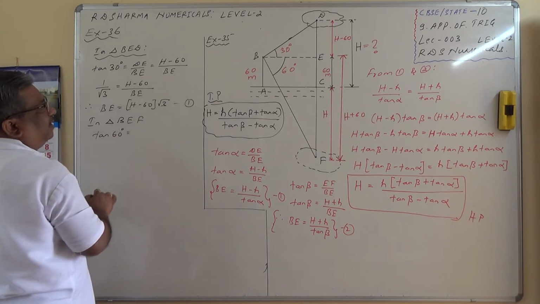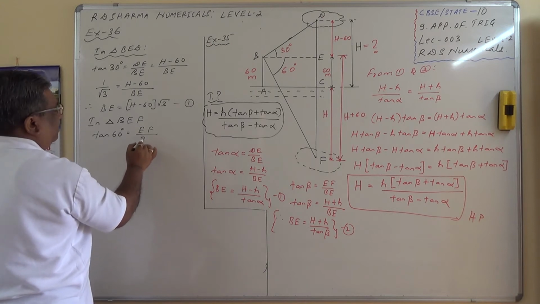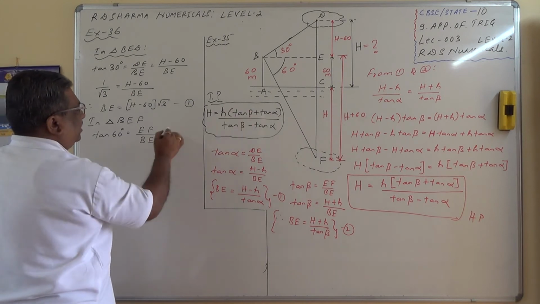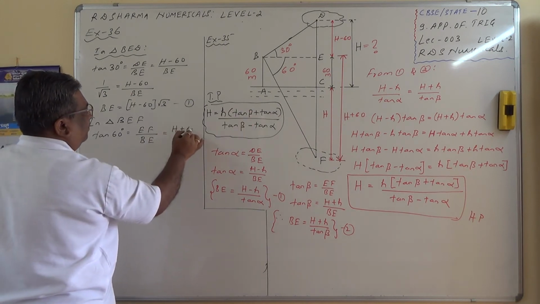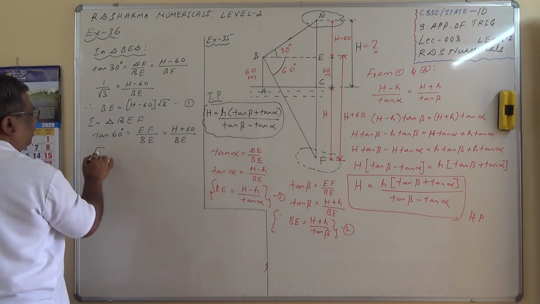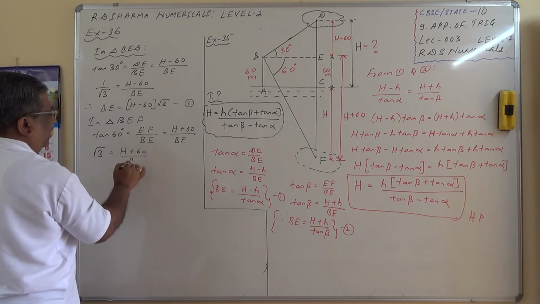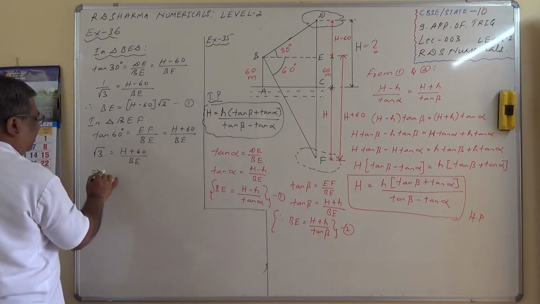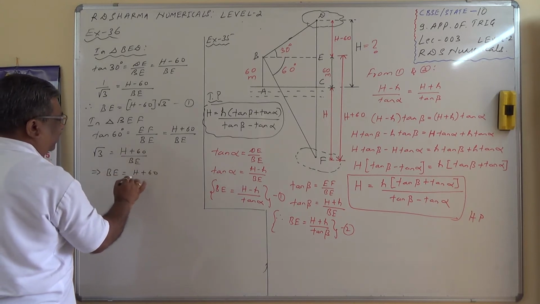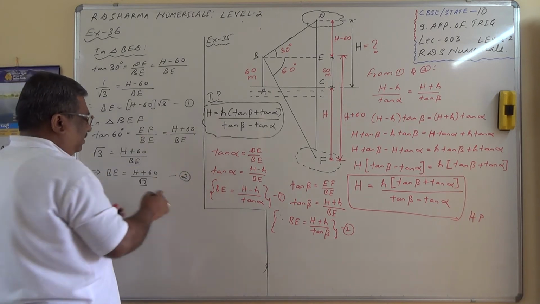Tan 60 degrees equals EF by BE, which equals, what is EF? Capital H plus 60, divided by BE. What is tan 60? Root 3 equals H plus 60 divided by BE, which implies BE equals H plus 60 divided by root 3. Mark this as 2. This is 1, this is 2.